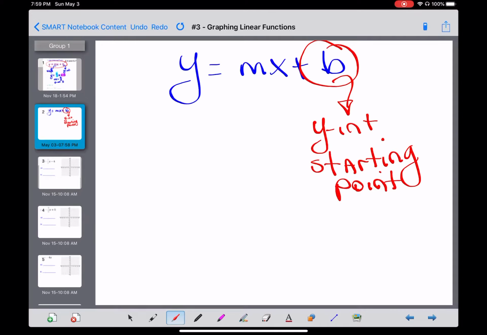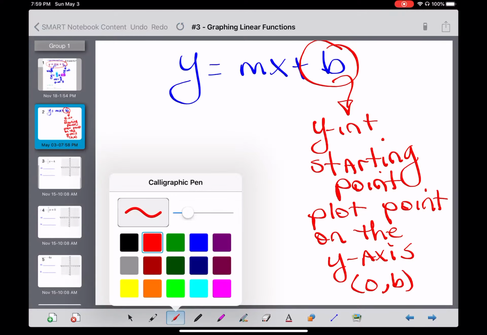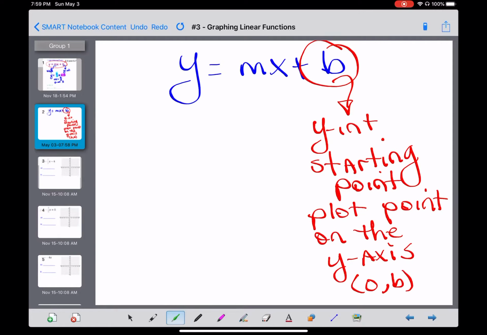So you're going to plot the point on the y-axis. This point is always going to be (0, b). After you have plotted that point, then you're going to take a look at your slope, which is right here. Okay, this is my slope. So now, when you're graphing lines, it is always going to be rise over run.